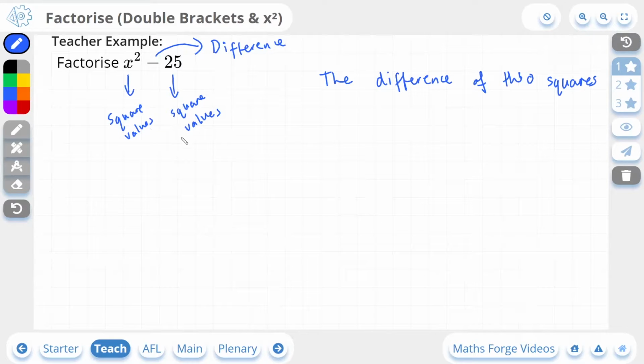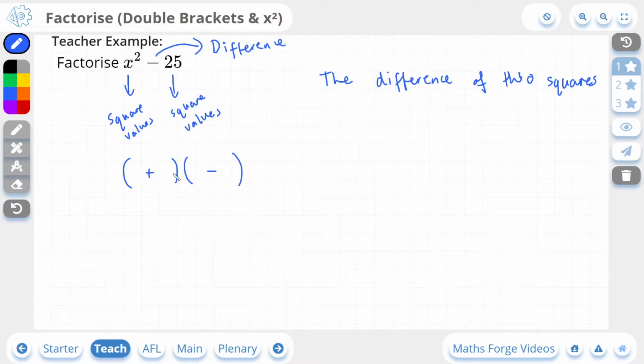So how do we factorize the difference of two squares? The first thing you have to do is be able to identify that it is the difference of two squares. How we identify it is quite straightforward. We have two square values and they're being subtracted. That's it. And the difference of two squares factorizes into two brackets. In one of the brackets there's a plus, and in the other bracket there's a minus.